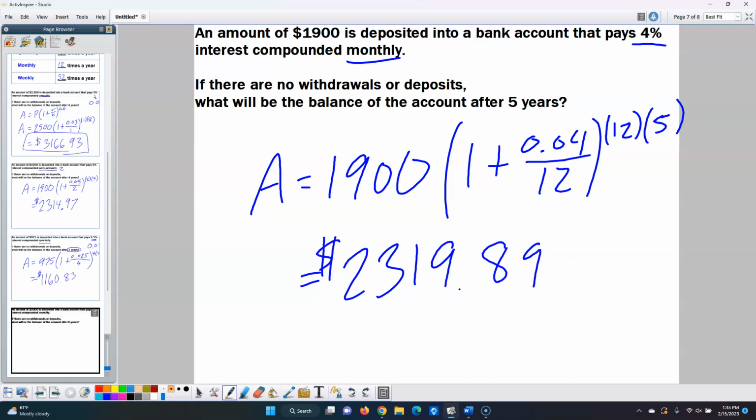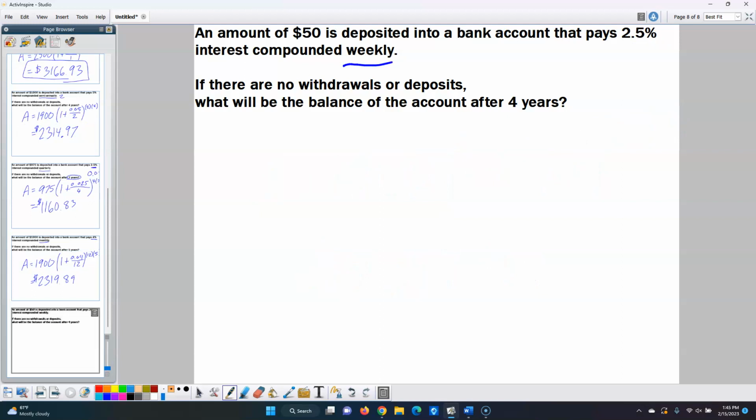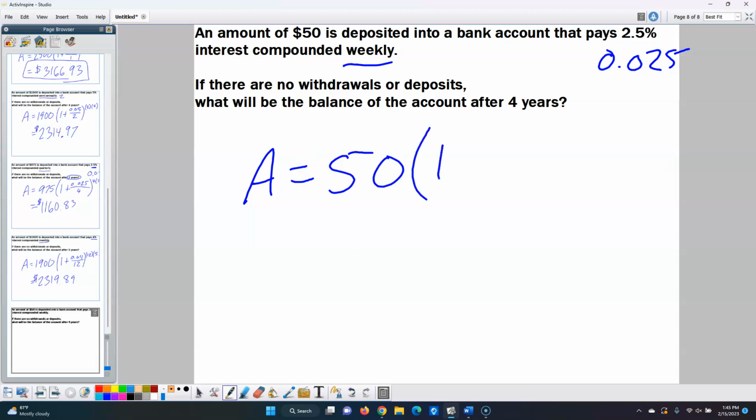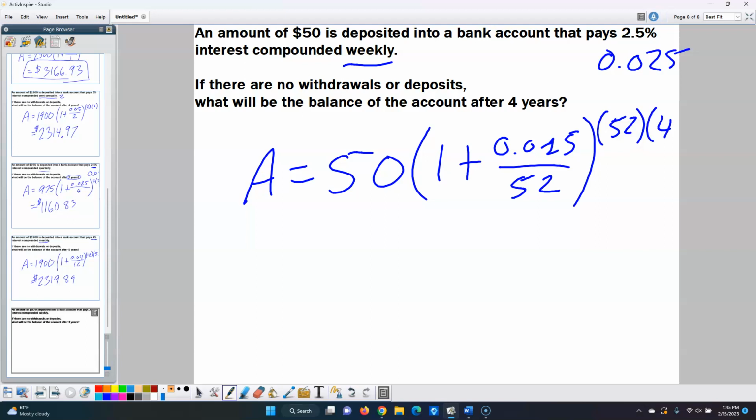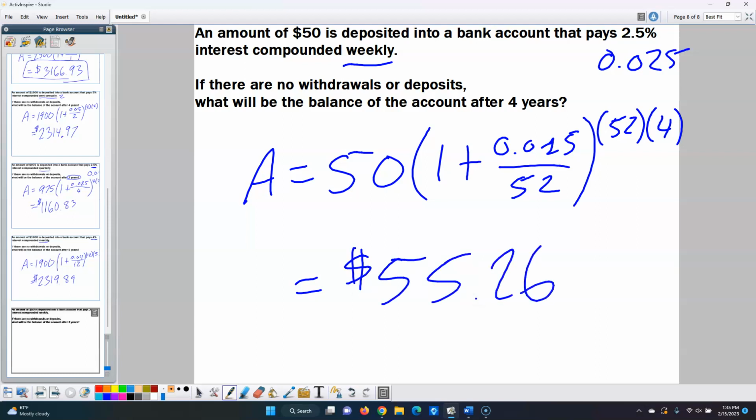Last one, weekly. $50, 2.5. So 2.5 would be 0.02. That'd be 2%, and then 2.5% would be a 5 over there. Move your decimal. We are depositing $50, and we're getting a 2.5% interest rate. That is a 2. And weekly would be 52. And for 4 years. Punch it all into your calculator, and I think we've got $55 and 26 cents.